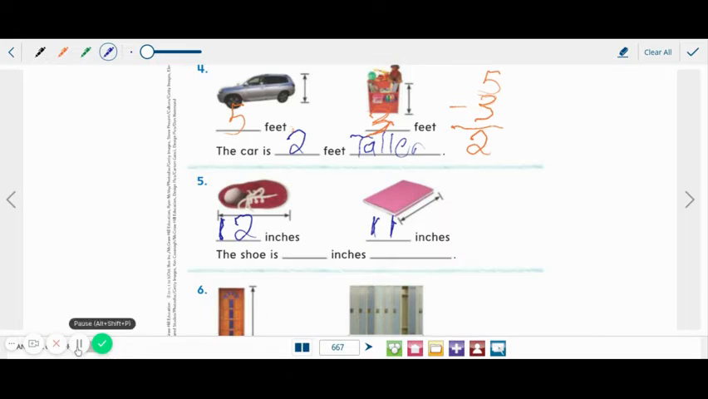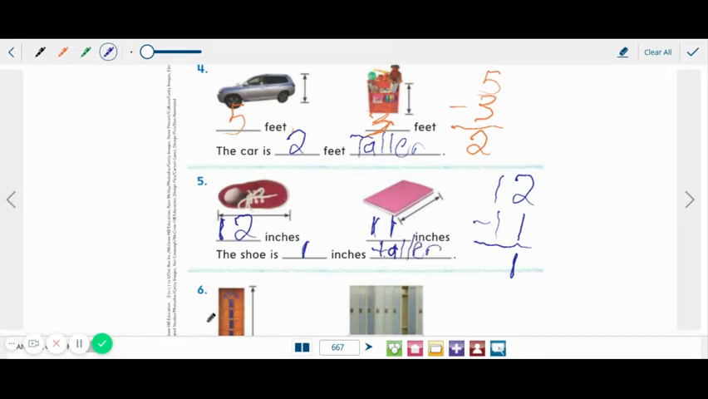All right, so after comparing the two, we have the shoe of 12 inches, and then we have the notebook of 11 inches. And then we see that the shoe is just 1 inch taller, 1 inch longer than the notebook. So here, the shoe is 1 inch from our math there, and then inches taller. The shoe is taller, so we're going to put taller here. There we go. The shoe is 1 inch taller.